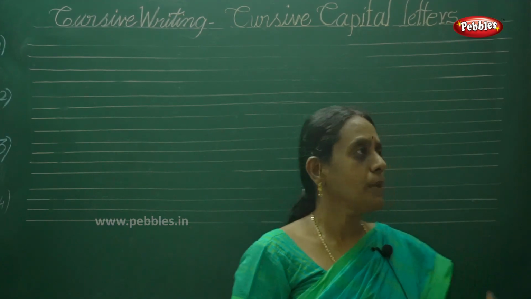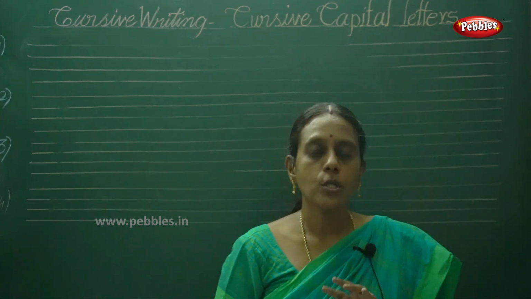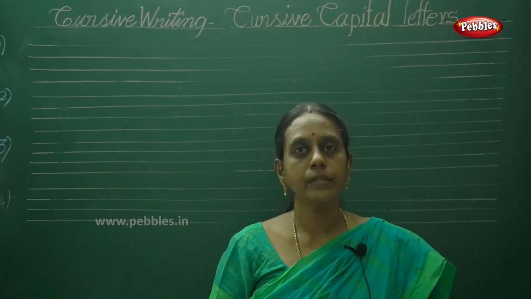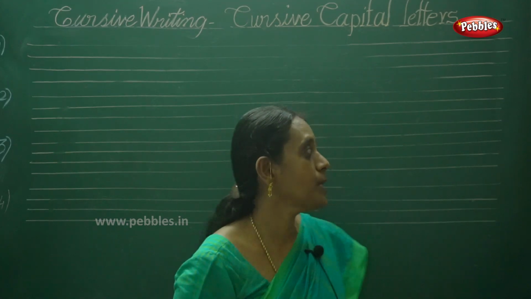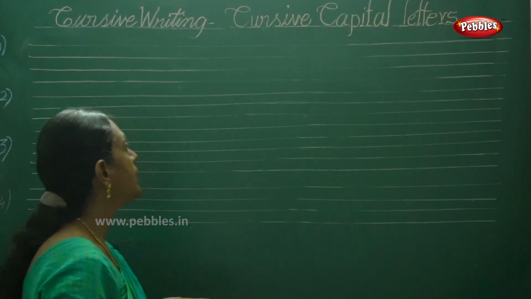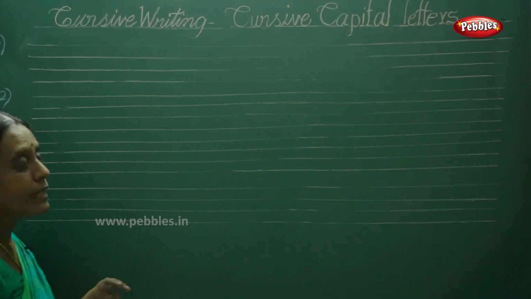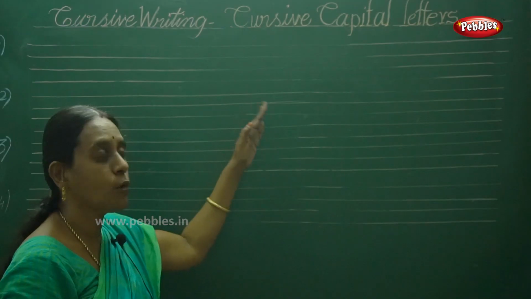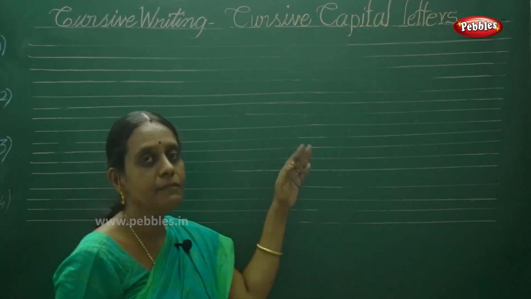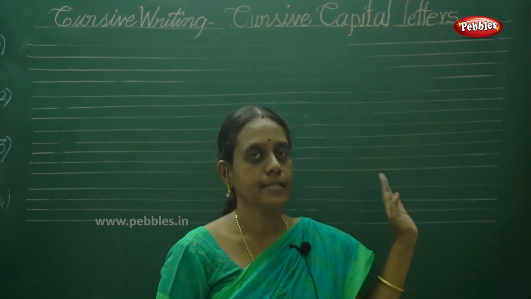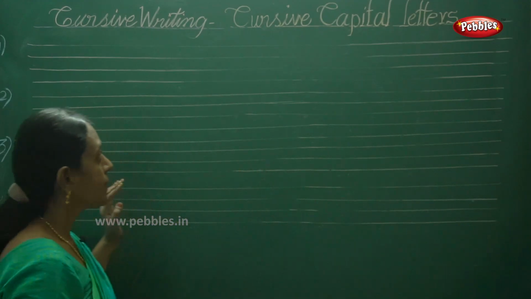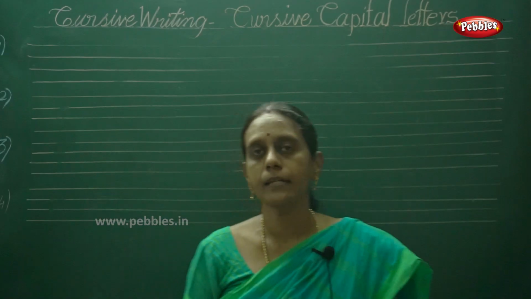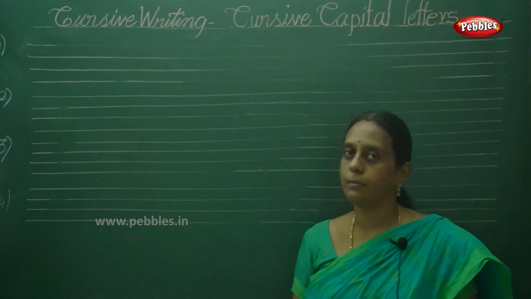By learning this, it's also very helpful to make your handwriting and fonts very beautiful. So first we have to write the cursive capital. This font name is what? Cursive capital letters. It also lies within the first three lines, that is the ascender line, top line and bottom line.